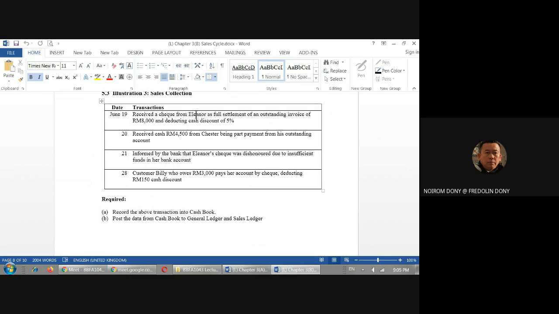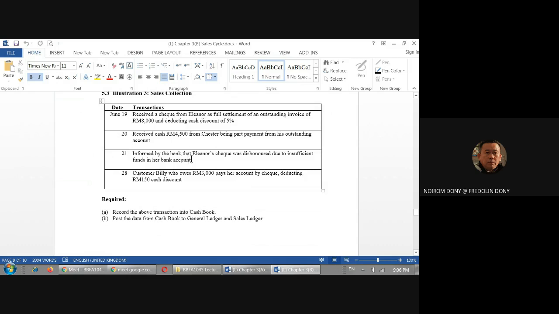Okay, so trade receivable, and we need to determine whether the check amount is 8,000. No, because after the words outstanding invoice of 8,000, this is referring to the invoice amount. So the check amount must be lesser than 8,000 because given a cash discount of 5%, meaning only 95% of 8,000. Again, this one is also the same thing. Received cash 4,500 from Chester, being part payment from his outstanding account. Very general. So Chester is a trade receivable. This is a trading item.